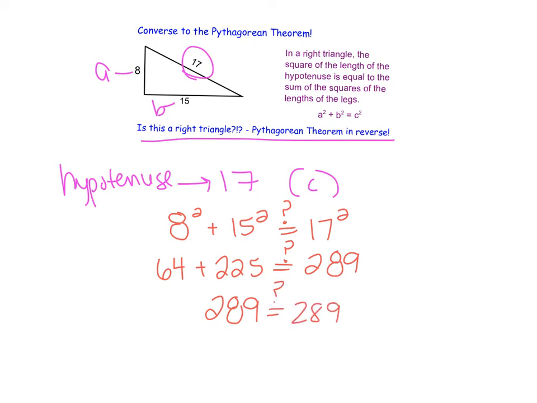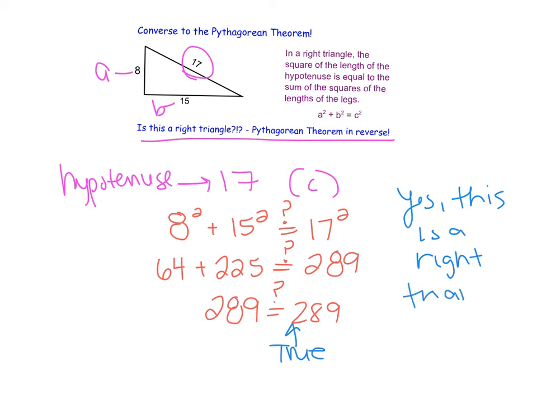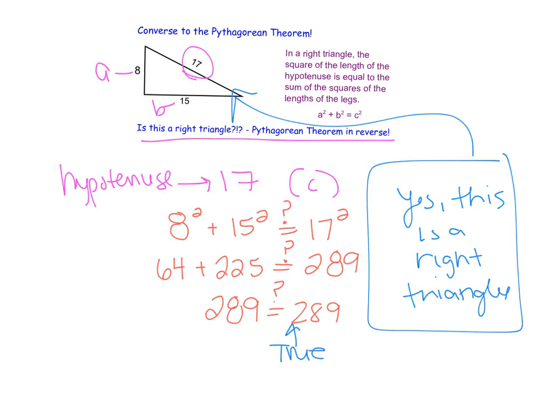And because this is true, because the Pythagorean theorem works, we can state, yes, this is a right triangle. We can state that the side lengths of 17, 8, and 15, those three side lengths will in fact make a right triangle. So on the next slide, what you're going to do is you're going to use the Pythagorean theorem to prove whether or not a set of side lengths will create a right triangle or will not create a right triangle.